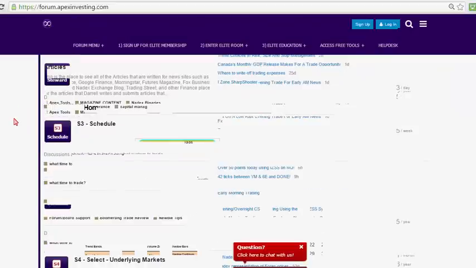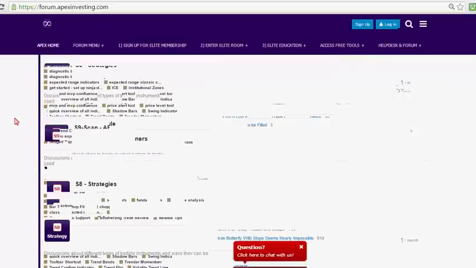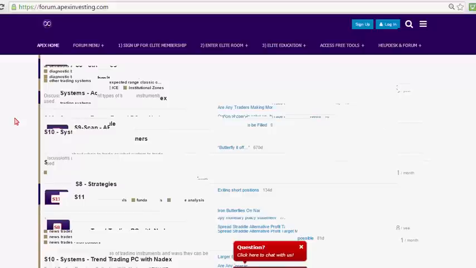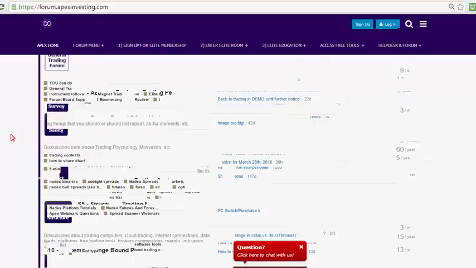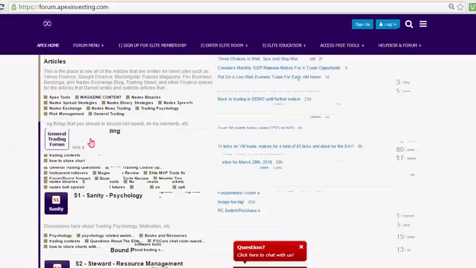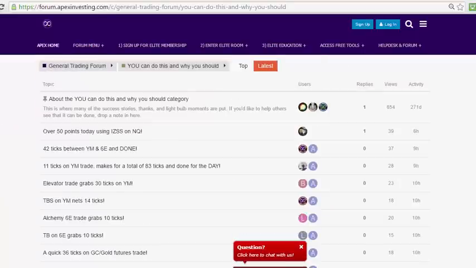Everything from psychology, resource management, step-by-step training courses down here under section 12. You've got all kinds of videos, but a great place to interact with other traders. A really good place to go is right here under the general trading forum. This first one says you can do this and why. We've got over 16,000 members at Apex, and it's a great place to follow along with other traders, see what systems they're doing. And you'll see posts in here all the time.